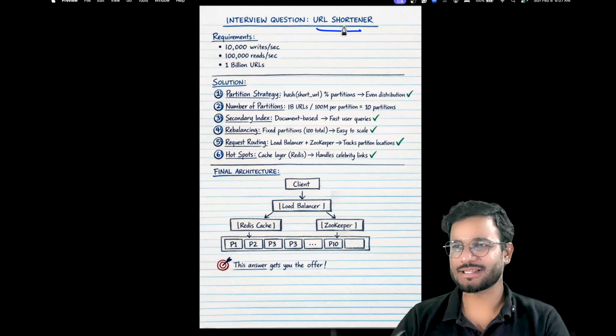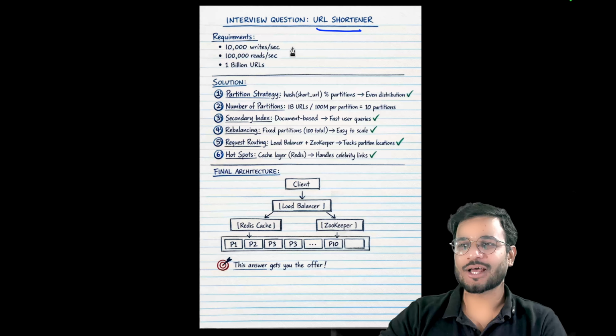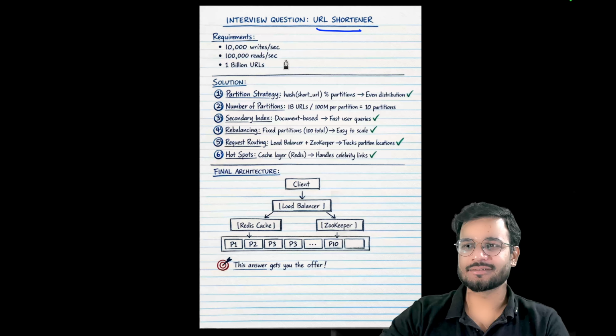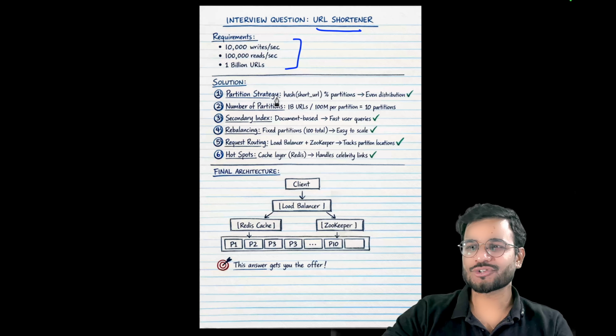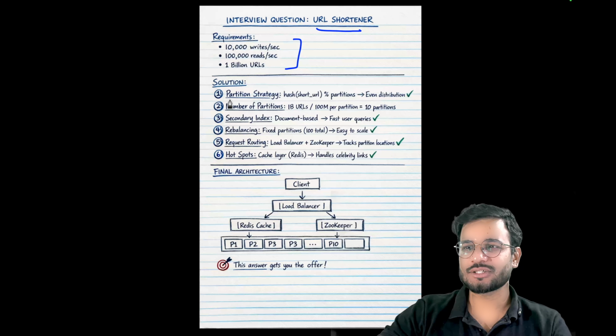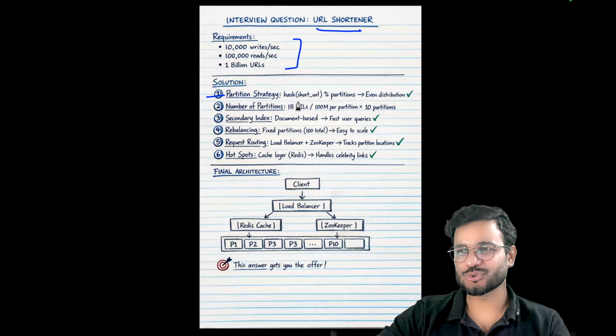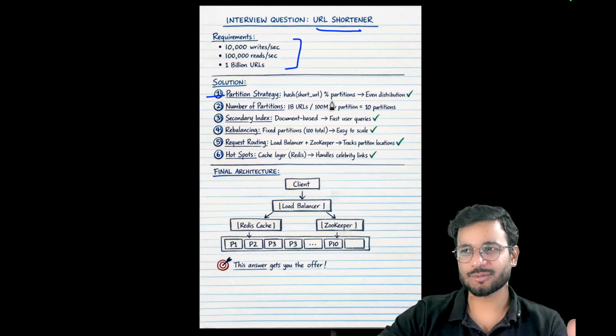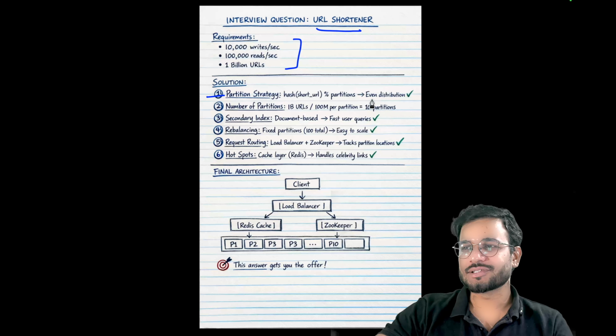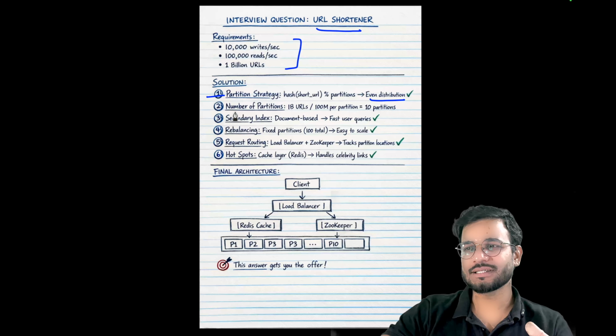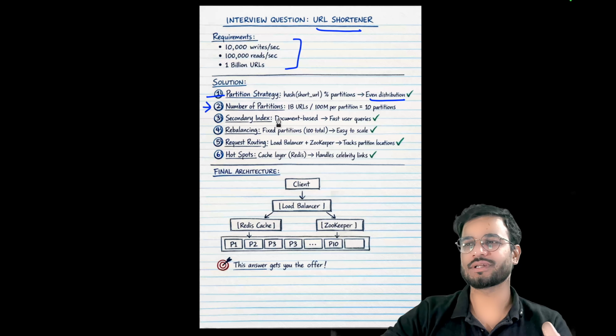So you got a requirement that you need to have 10,000 writes per second, then 100,000 reads per second, then 1 billion URLs to be distributed. So in a URL shortener, the first step will be to decide the partitioning strategy. You will decide which type of partition to use. Maybe in this case, it's using hashing of the short URL and dividing among the number of partitions to evenly distribute the data.